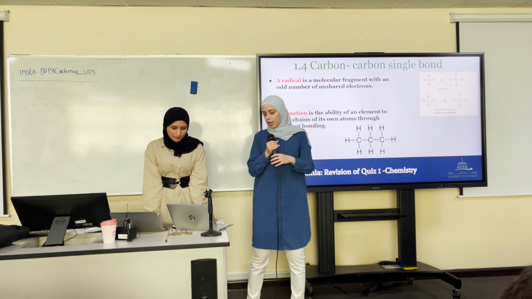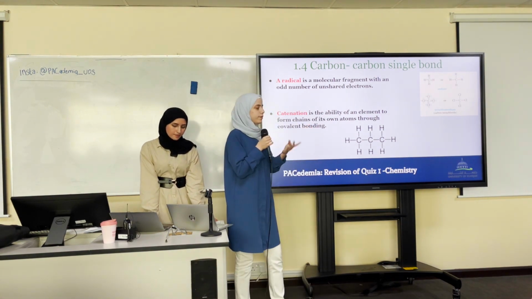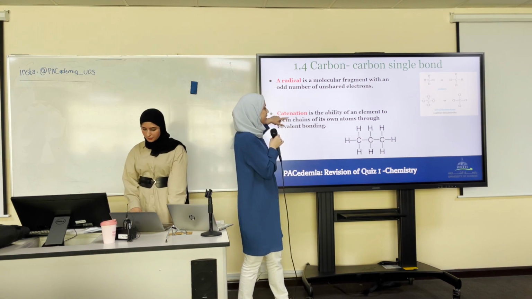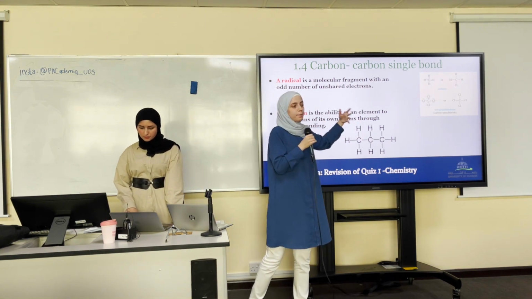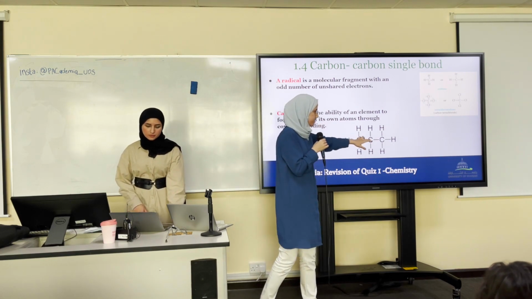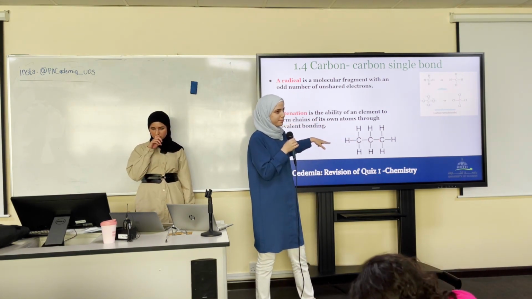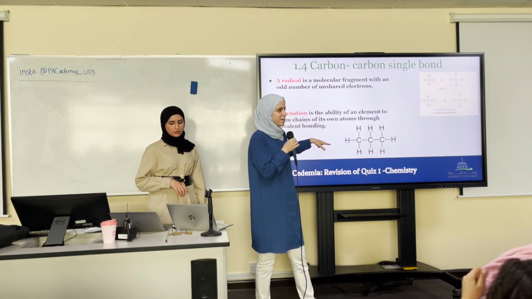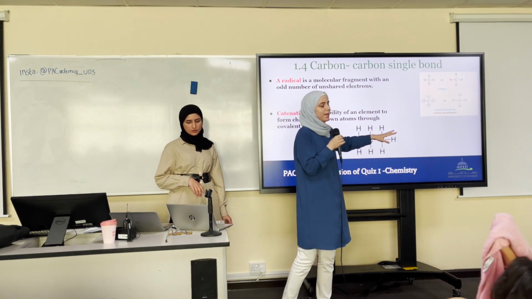Okay, now carbon, as we said, can make 4 covalent bonds. So this is catenation. It is the ability of the atom to make a chain like this. What is this? CH3, CH. What do we call it?